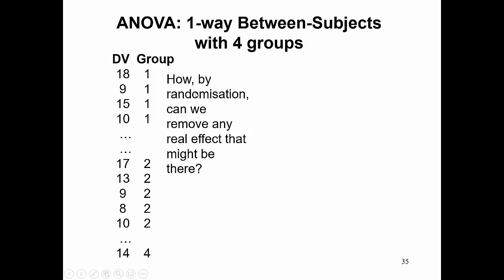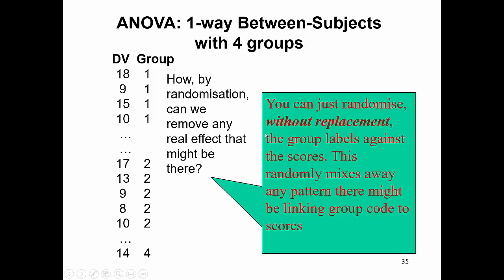So the question is, as we've discussed before, how by randomization can we remove any real effect that might be present, that might be differentiating the scores for one group from the others, or group differences in those scores more generally. So we can just randomize without replacement as before, but we do it by randomizing the group labels against the scores. So we mix up any association randomly that might exist in the real data between the score and the group label. We randomly mix away that pattern, if there is one, linking group code to scores.